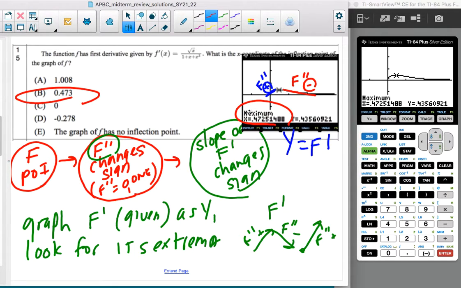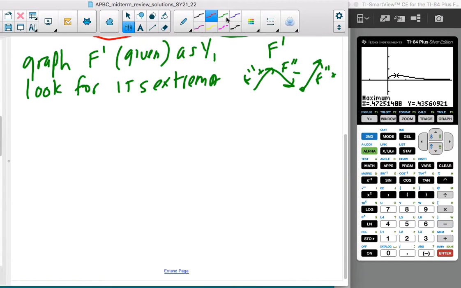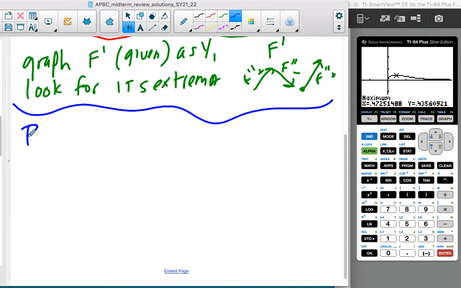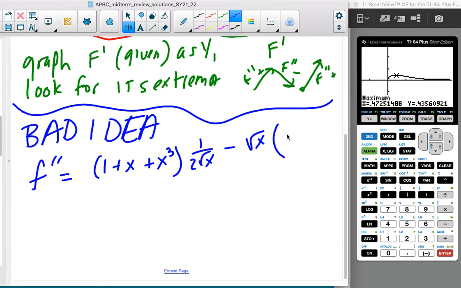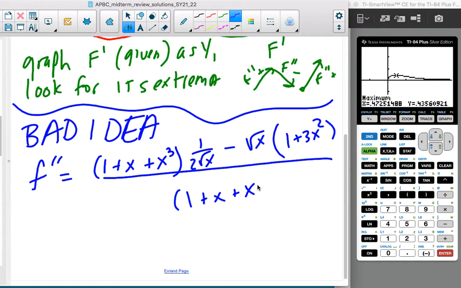Now, you could have differentiated this. Absolutely, you could have done the quotient rule and found f double prime. I'm not recommending this. I think this is a bad idea, right? But if you had decided to find f double prime, it would have been low d high minus high d low, draw the line, square the low. You could type this entire ugly mess in your calculator, and it's disgusting, but you could absolutely do it.